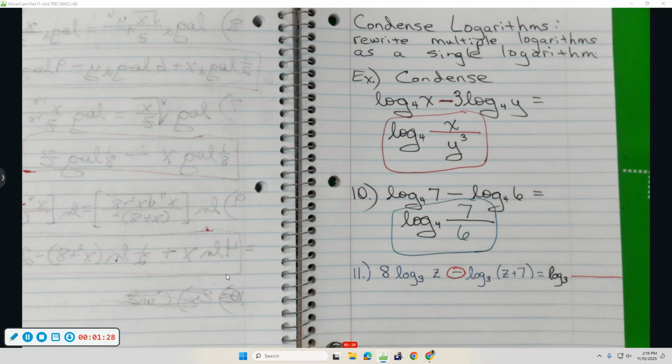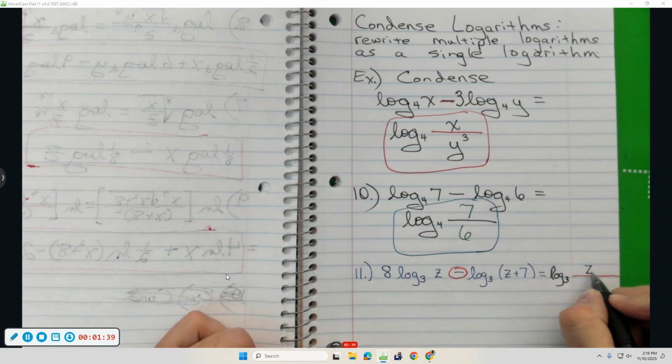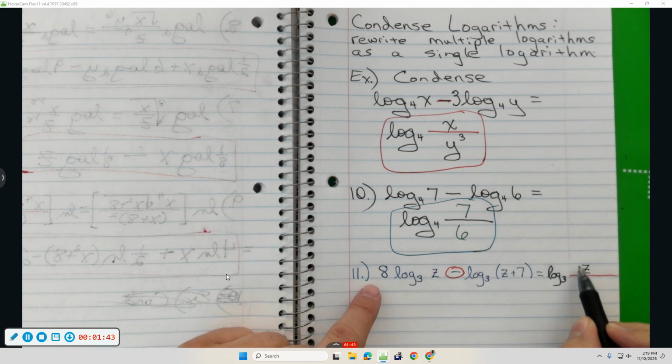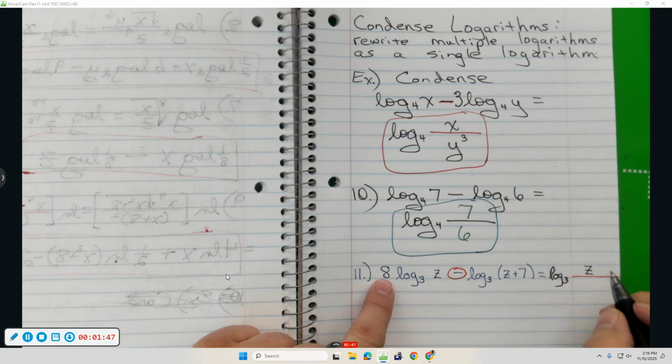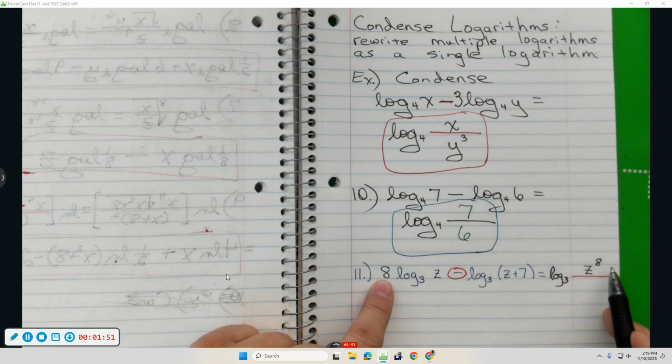Now, let's do this first logarithm. Will it go on top or on the bottom? Top. So I have a z. Now, the common mistake is to put the 8 right in front of the z, but y'all know better than that. Where does the number in front of the log go? Yeah, so z to the 8.